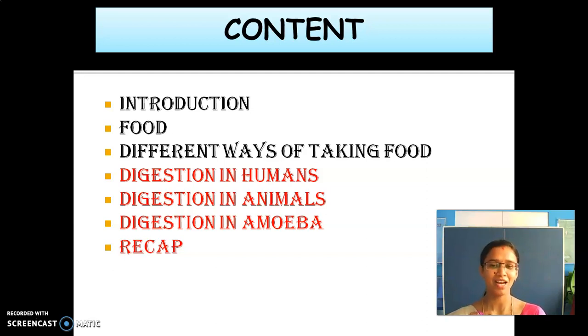Now tell me, how do mosquitoes take food? What is that method? Whether it is chewing or sucking. Very good, it is sucking. Then we had seen digestion in human beings. We have completed up to ingestion and digestion. Now we will continue with the remaining topics: digestion in grass eating animals, and then amoeba.